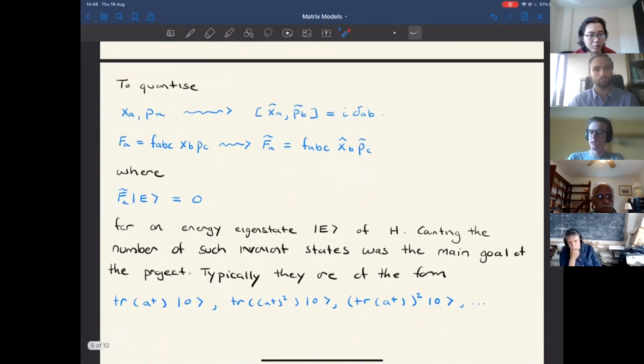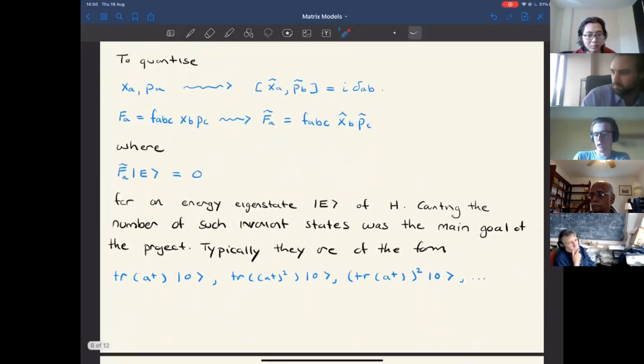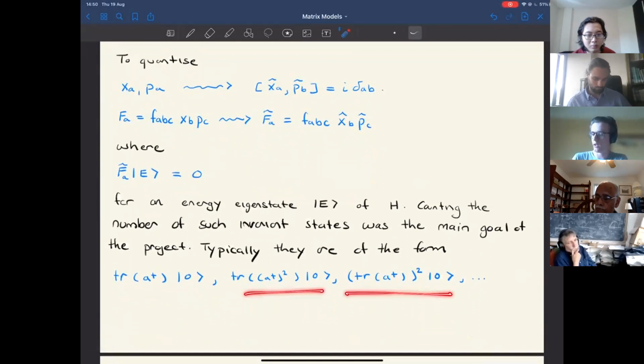Okay, and the main goal of this project, or one of the main themes, I suppose, of the project was to count the number of gauge invariant states for different size matrices. And I should say, this can be generalized. I just quantized it for the case of one matrix, but you could have a collection of matrices as well. You could have K matrices, K n by n matrices. And typically the gauge invariant states look something like this. So typically there are no free indices, is what we were saying.